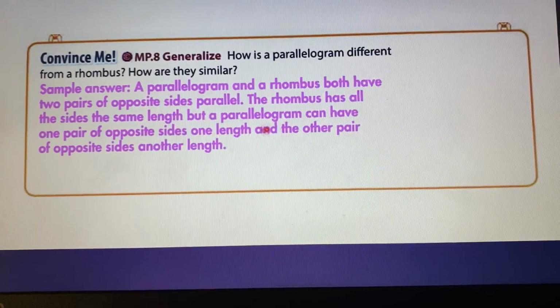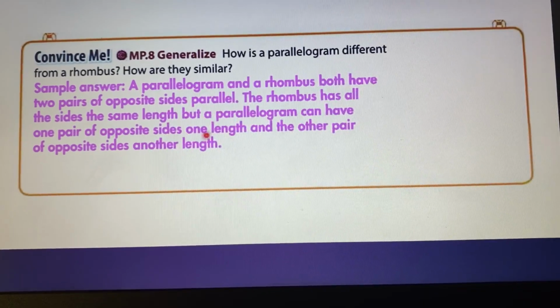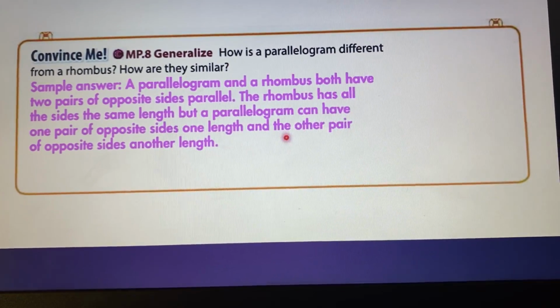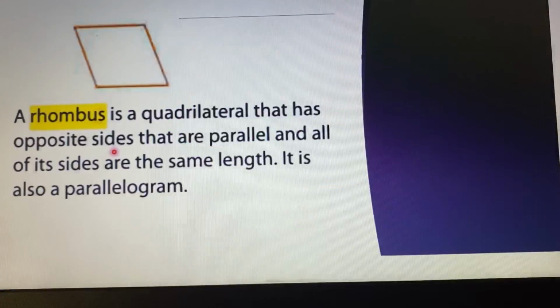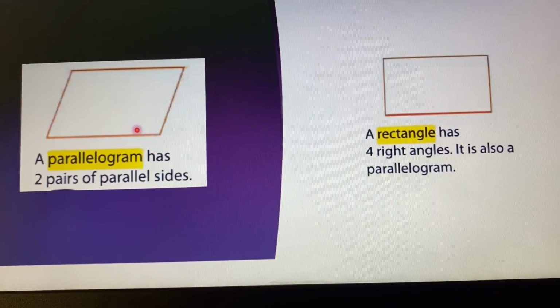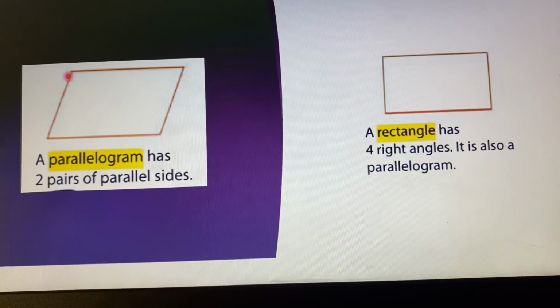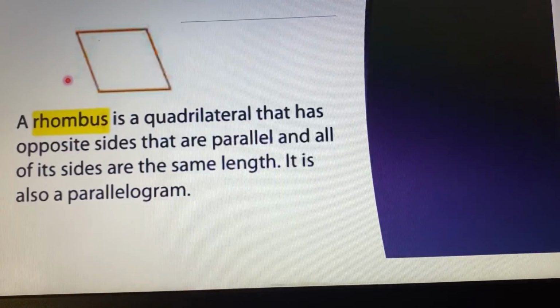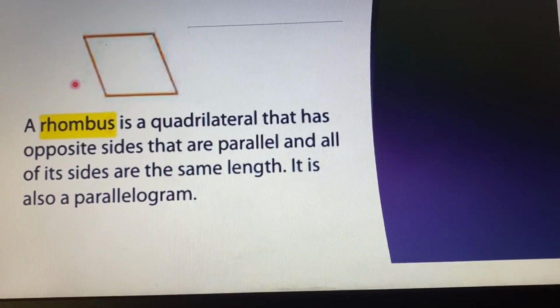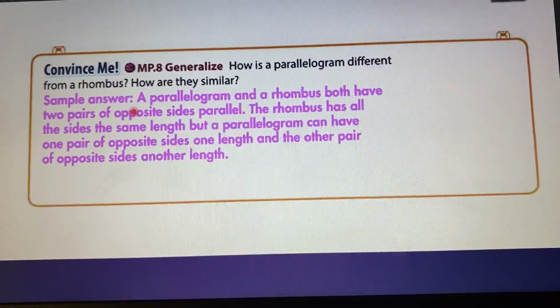But the parallelogram can have 1 pair of opposite sides with one length, and the other pair of opposite sides with another length. So these sides have the same length, and these sides have a different length than the others. But in the rhombus, all of the sides have the same length, right?